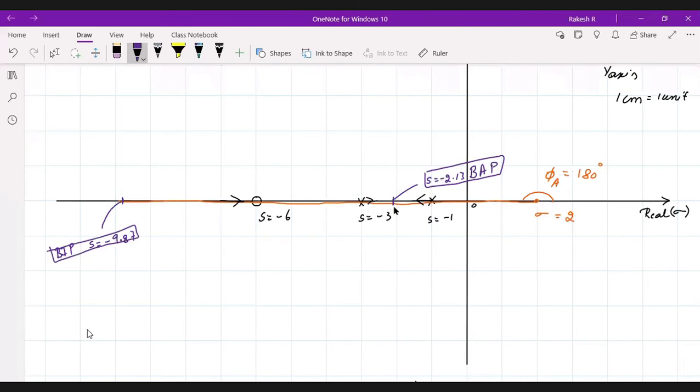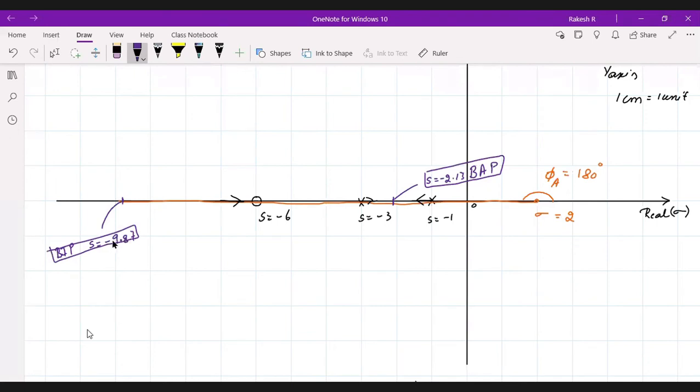Listen, be careful with this. Why will I consider this as a breakaway point? Because this is lying in between two poles here. And when I come to s is equal to minus 9.87, this is lying in between two zeros. Here we have one zero and another zero is at infinity. And in both cases, the root locus is existing. So this becomes a valid breakaway point and this becomes a valid break-in point. Got this? Can move further.